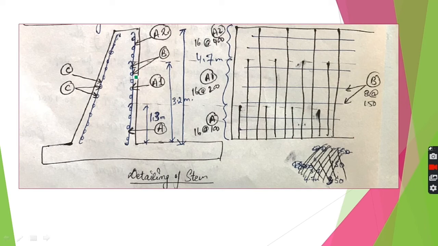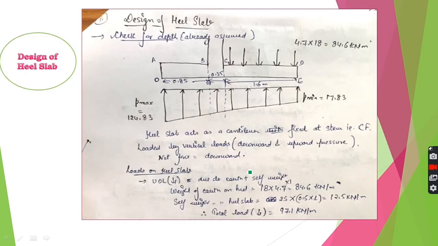B was the distribution reinforcement in the inner face. C was the distribution reinforcement in the front face in vertical as well as horizontal direction. So as you can see here, we have provided 3 types of curtailments. Now we will do the design of heel slab. So first of all we will calculate the loads.